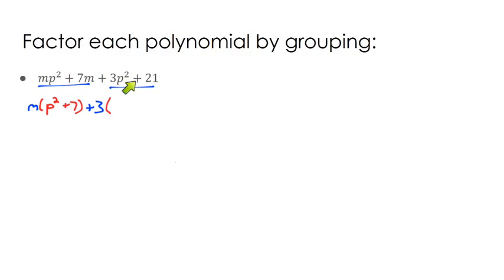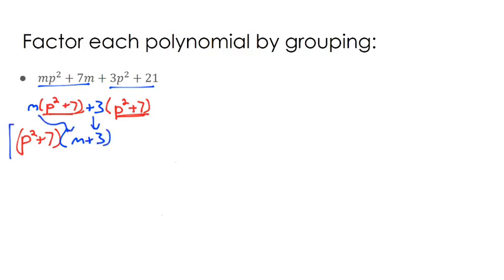And 3p squared divided by 3 gives us p squared. And 21 divided by 3 gives us 7. So we're doing great because that matches that. That becomes our GCF of this entire thing. So we're just going to take that entire p squared plus 7 and factor it out to the front, leaving us with m plus 3. And that would be the factored form of this four-term polynomial. If you weren't sure, multiply it back out and see what you get.